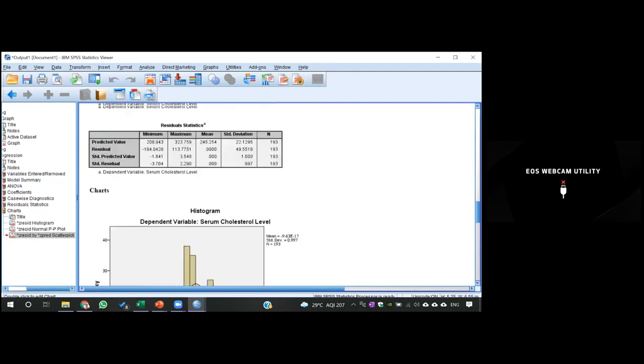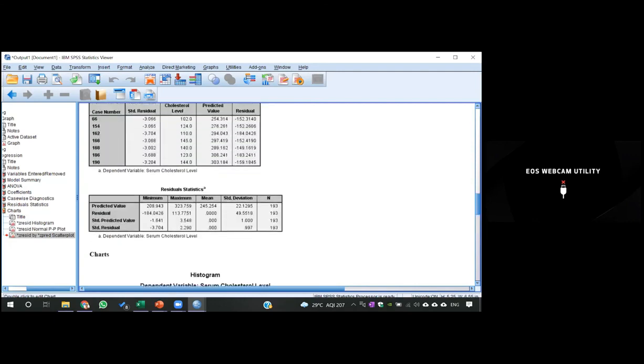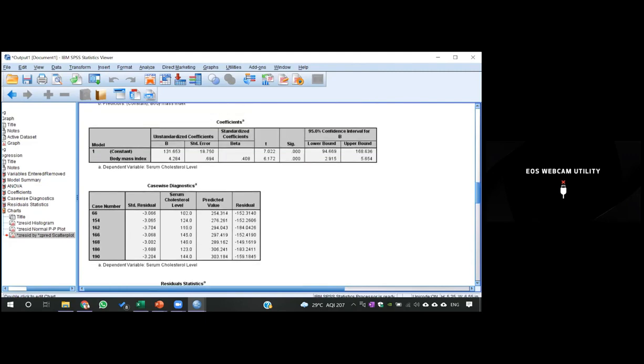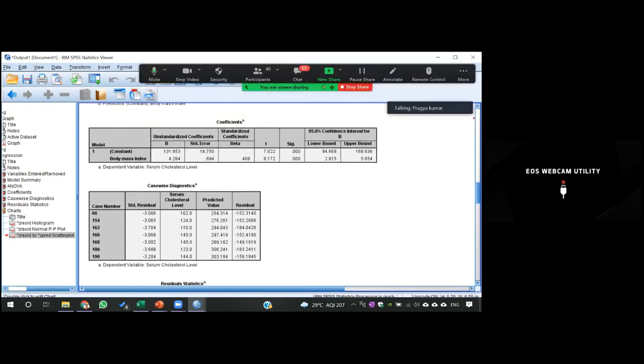Now the third comes the outlier. For the outlier, we see this list of case-wise diagnostic. So in the case-wise diagnostic, if you see this, please focus on this table first.